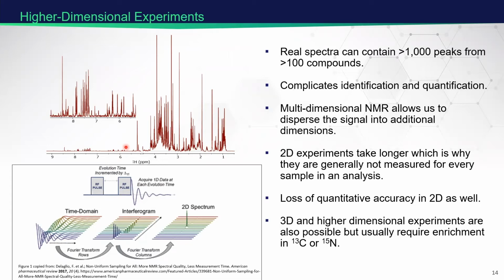And so they take longer. And so they're not generally measured for every sample in a metabolomics analysis. You might selectively choose some or pool samples. Also, you lose some quantitative accuracy in these 2D experiments. Higher dimension experiments are also possible, but when you get into those, you really have to consider labeling.